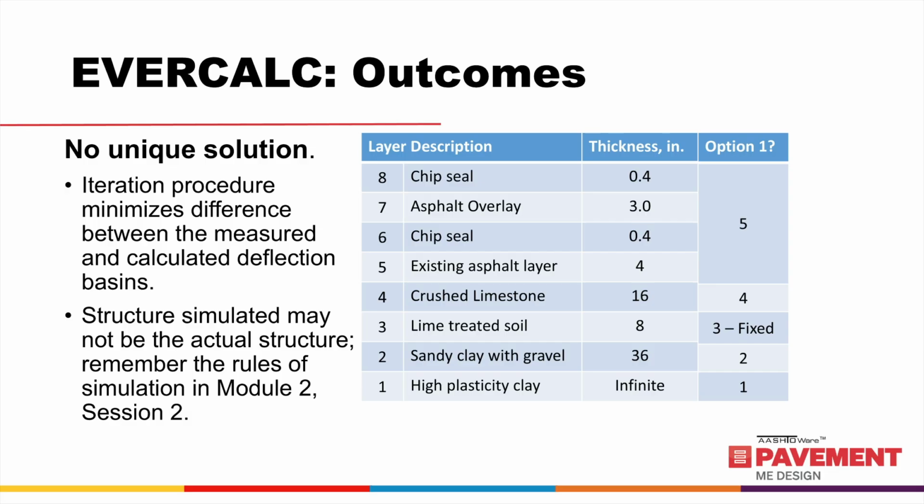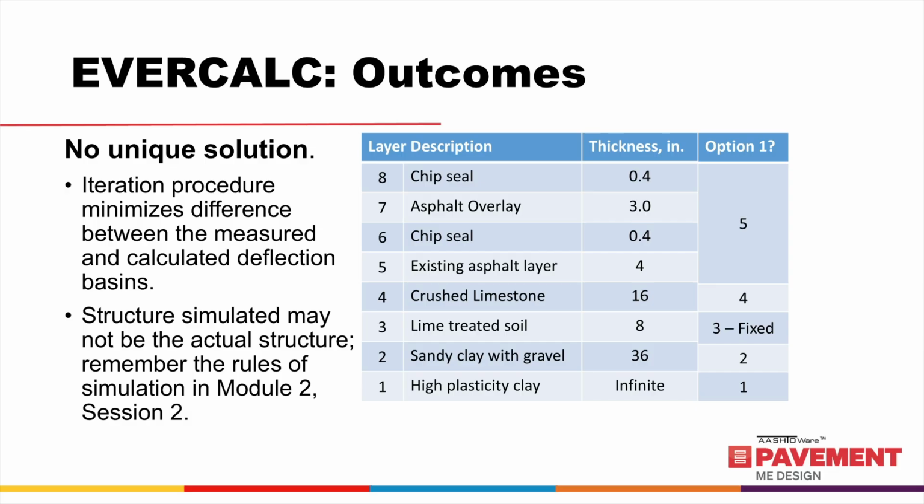This slide shows the layer thickness for a structure. If we assume that all layers are intact, and using the layer simulation rules of thumb that were included in Session 2 of Module 2, 5 layers might be simulated for this structure: high plasticity clay as layer 1, sandy clay with gravel as layer 2, lime-treated soil as layer 3, crushed limestone as layer 4, and combining all the asphalt or bituminous layers as layer 5.